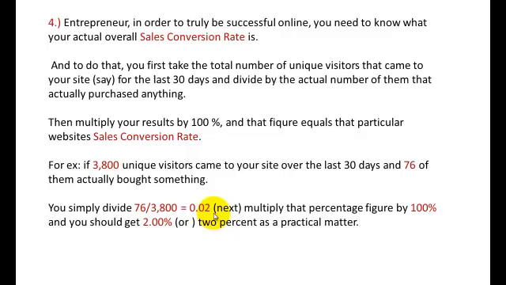So hopefully, if that's not too clear, just do the math. Take the total number of people that actually bought, in this case 76, divided by the actual total number of exposures, in this case 3,800. The figure you get, multiply that by 100, and you've got your sales conversion rate. So this is very important.